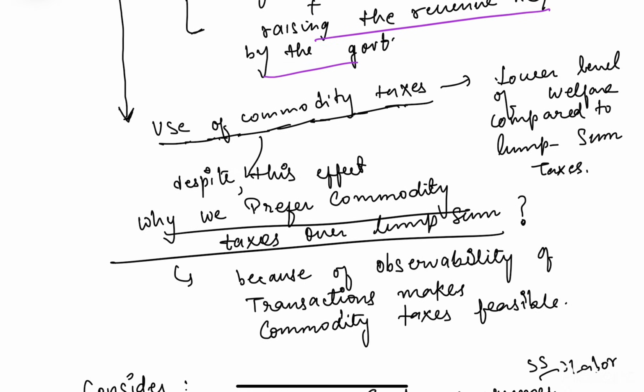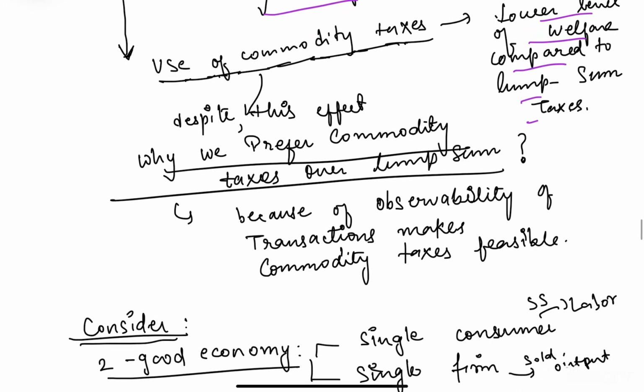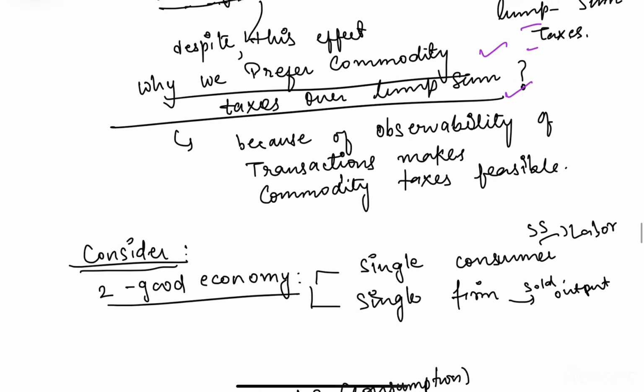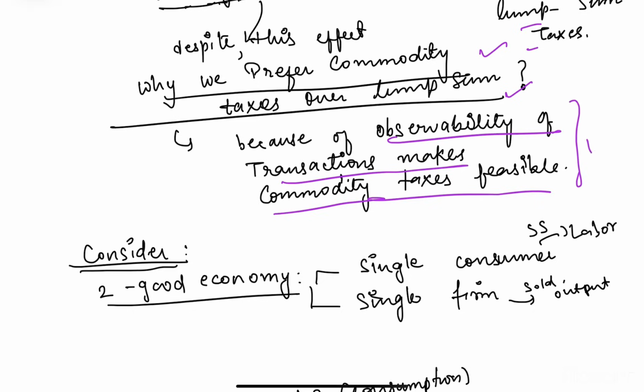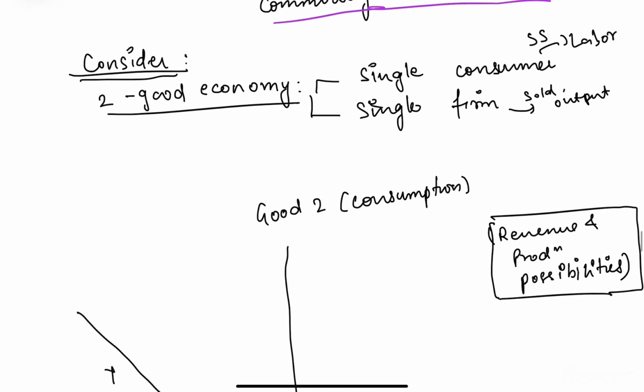Now we are saying we are using commodity tax. So what will the commodity tax do? It lowers the level of welfare compared to lump sum tax. We all know this, right? But despite this fact, why do we prefer commodity taxes over lump sum tax? The answer is that the observability of the transactions makes commodity tax more feasible, which is not possible with lump sum taxes. This is also something which we have already discussed.